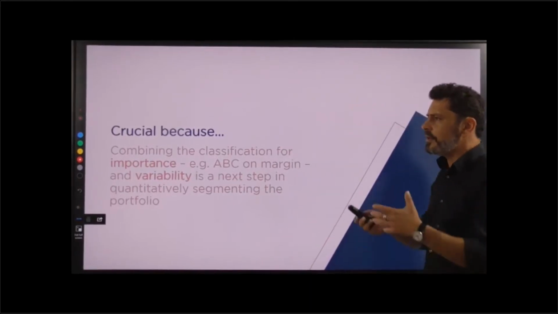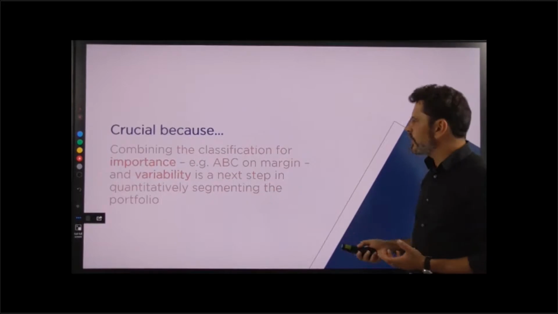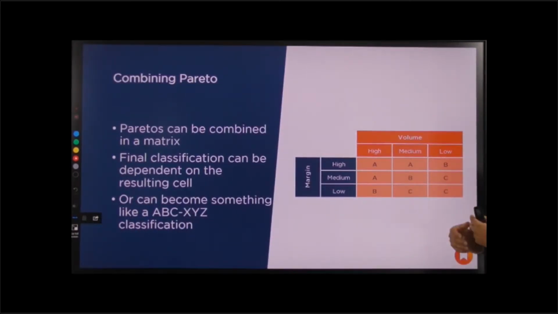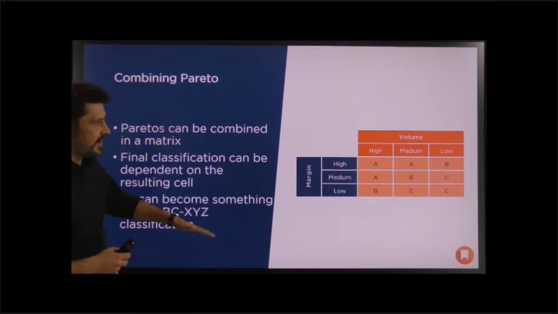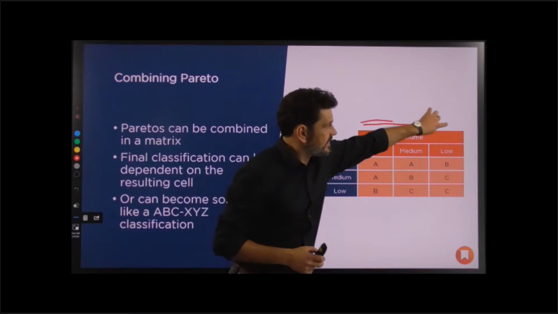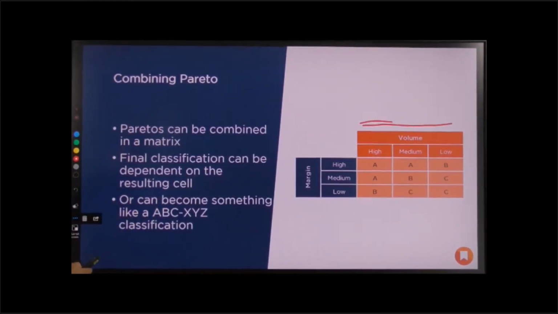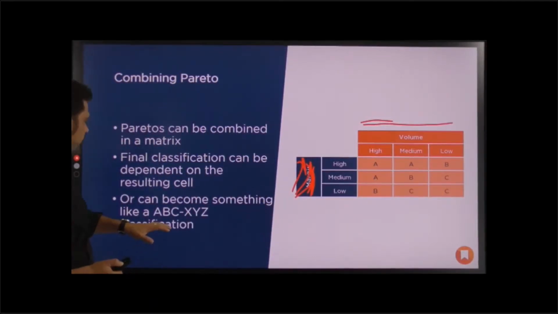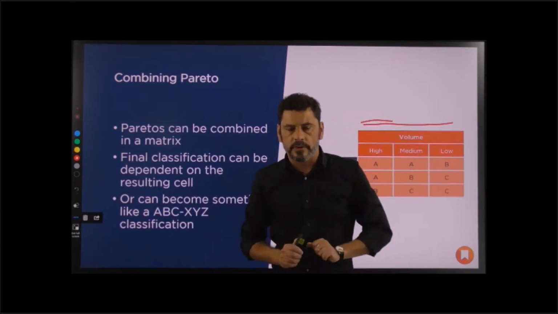So we can come to a kind of matrix, a kind of segmentation, a classification on 2 axes. Here it is a 9-cell, can also be a quadrant, so 4 cells. But in essence, what we do is we have an importance and we have a variability. Oh, what did I do there? No, that's the wrong one. We don't do that. Oh no, these are just 2 Paretos that I have combined. Sorry for the confusion.